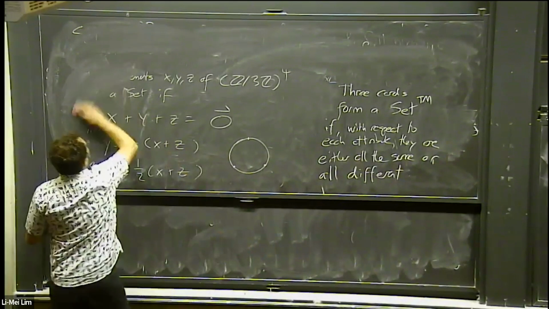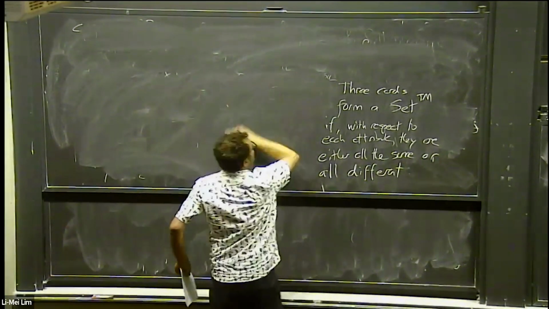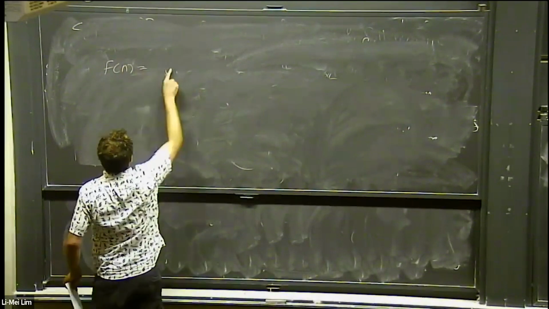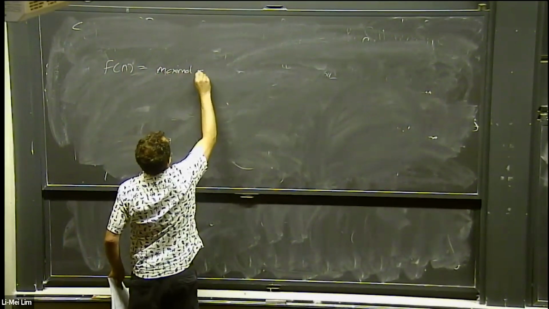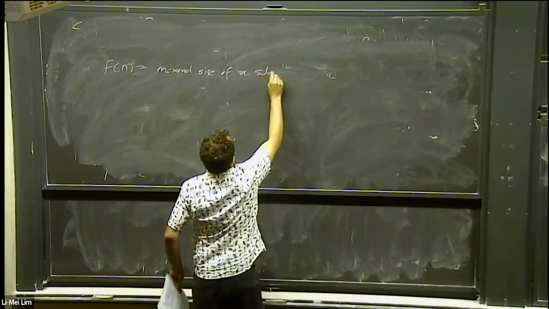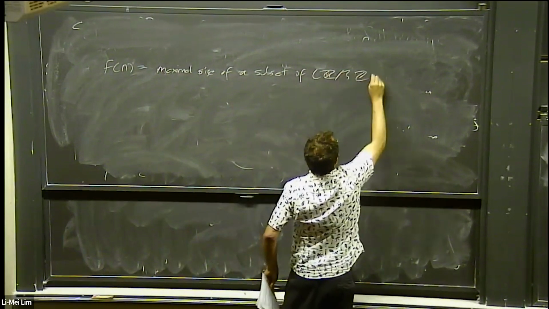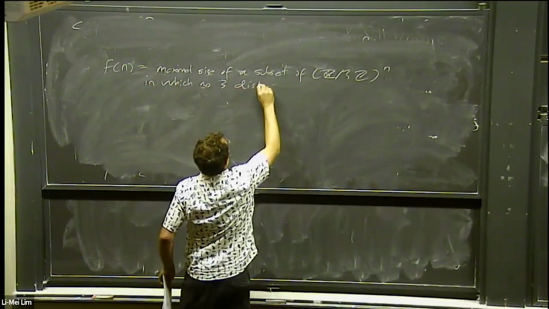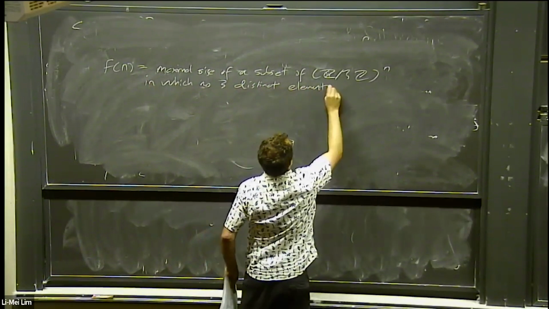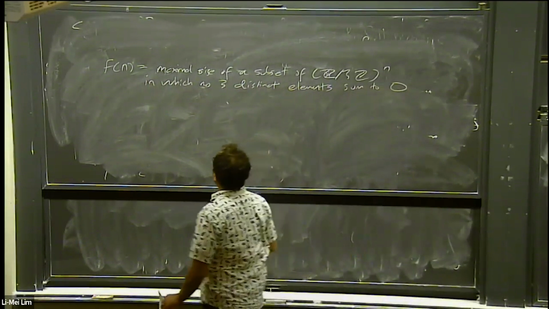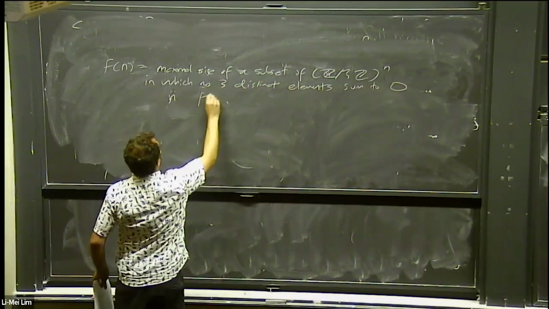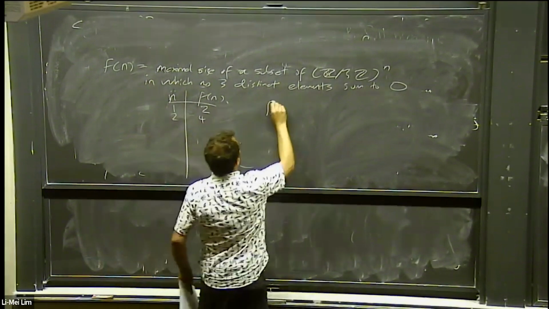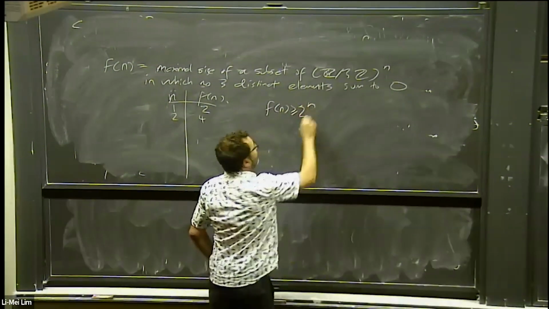Okay. So let's make a definition. Let's just write. F of N is the maximal size of a subset of Z mod 3Z to the N in which no three distinct elements sum to zero. So what we know so far is that F of one is two, and F of two is four. And we've sort of shown an inequality that F of N is at least as big as two to the N.